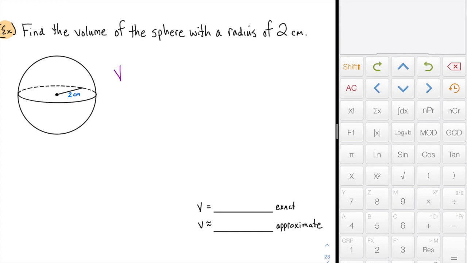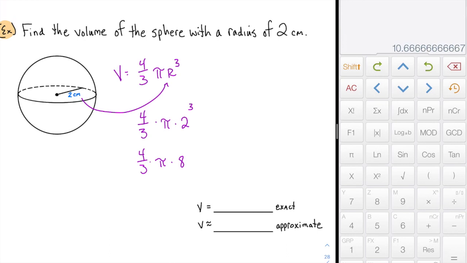So the formula is 4/3 pi r cubed. And your r is 2 centimeters, so it's 4/3 pi 2 cubed. Now 2 cubed is 2 times 2 times 2, that's 8. So I have 4/3 times pi times 8. And I'm going to multiply 4/3 times 8. That's going to give me 10.6 repeating, or 32/3, depending on how you like it. So I'm going to go with 32/3 pi.